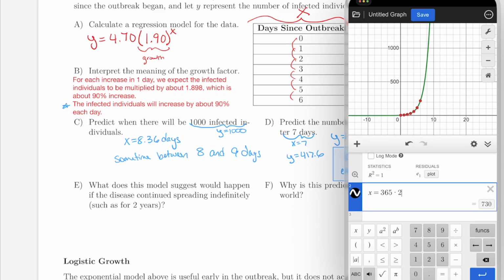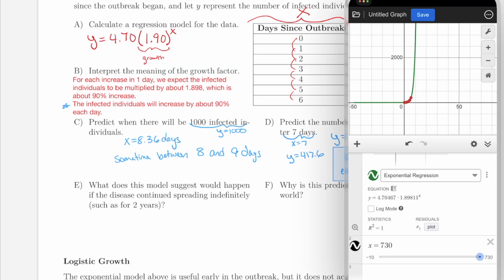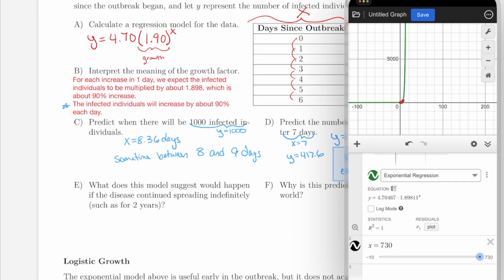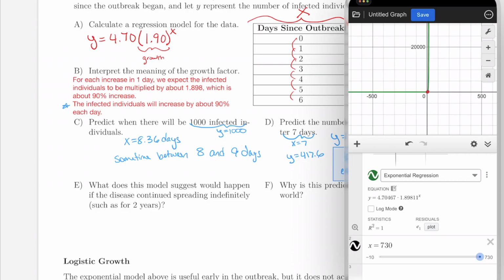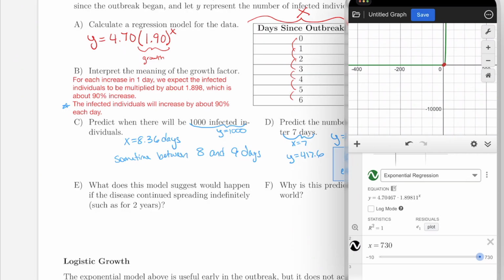365 times 2 is 730. And if we try to graph that 730, it doesn't like it. I can't really zoom out very well. Like there's that, but to find where these intersect is crazy. So, let me just show you real quick.